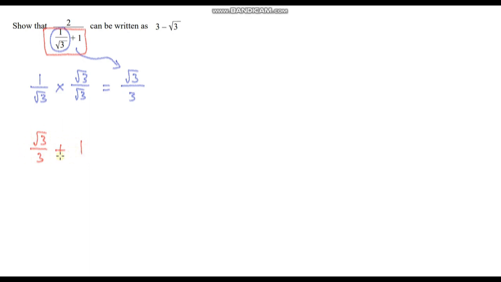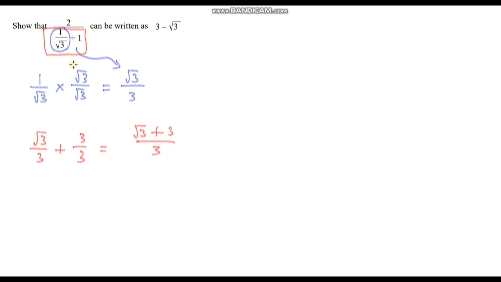So how do we add these two numbers together? Well, we need a common denominator. Instead of writing 1, we can just write 3 over 3. So 1 is the same as 3 over 3. And now we have the same denominator, we can add these fractions together. If we add the numerators together, it's going to be root 3 plus 3, and then all of that over 3.